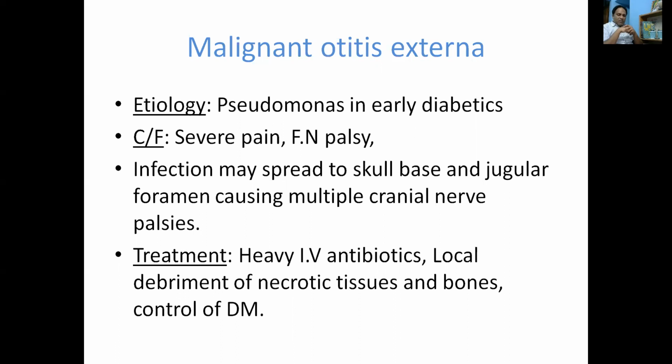The treatment: first line is to control the diabetes. Two is IV antibiotics, high-dose antibiotics. Then local debridement, but don't do it violently. Gently, we have to remove the debris, only by suctioning or something similar, from the necrotic tissue and bones, to avoid further damage to the canal or tympanic membrane.